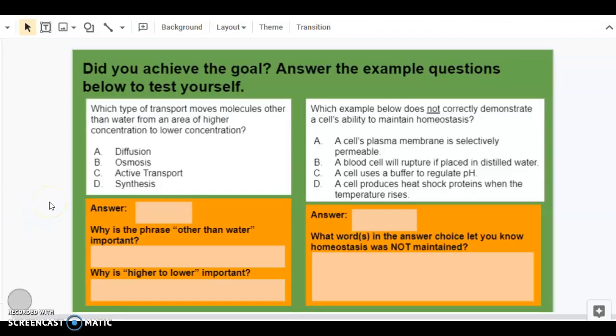All right, we have reached the end of the presentation, so pause the video and see if you can answer these questions based on the things that you've learned. When you're done, come back here and check your answers.